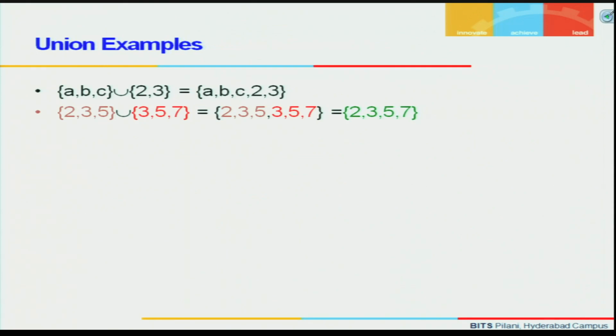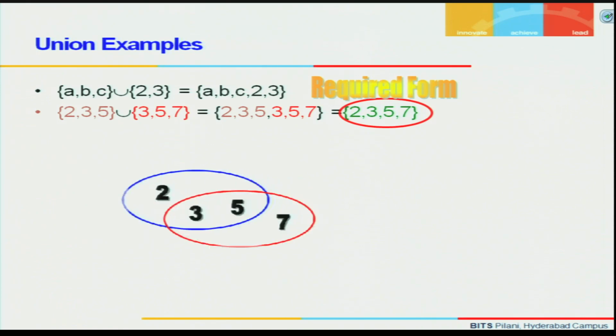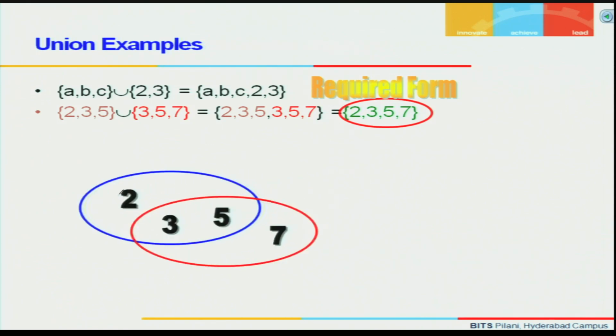If A, B, C union 2, 3, we will get this. And this is easy to see. Though you write it this way, this is actually the same as this, and this is how we write most of the times. What I mean here is, if you really represent them by some diagram, 2, 3, 5 is going to be in one set and 3, 5, 7 is going to be in another set. The union of this, just write all these elements.